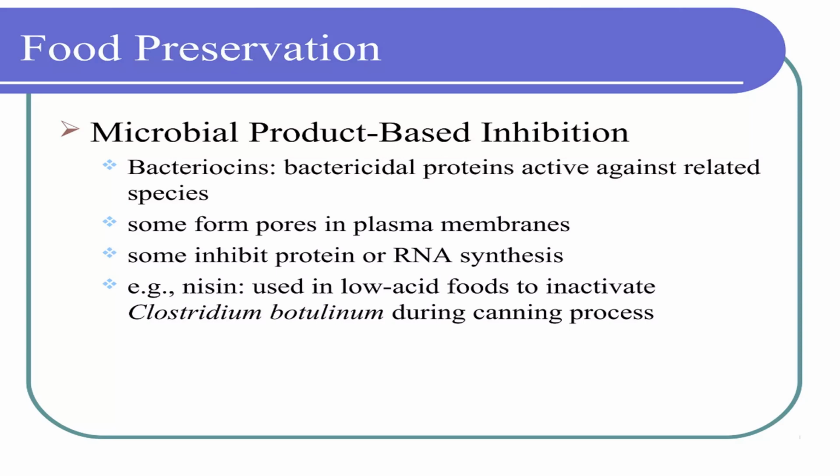Microbial product based inhibition. Bacteriocins are bactericidal proteins active against related species. Some form pores in the plasma membrane. Some inhibit protein or RNA synthesis. An example is nisin, used in low acid foods to inactivate Clostridium botulinum during the canning process.